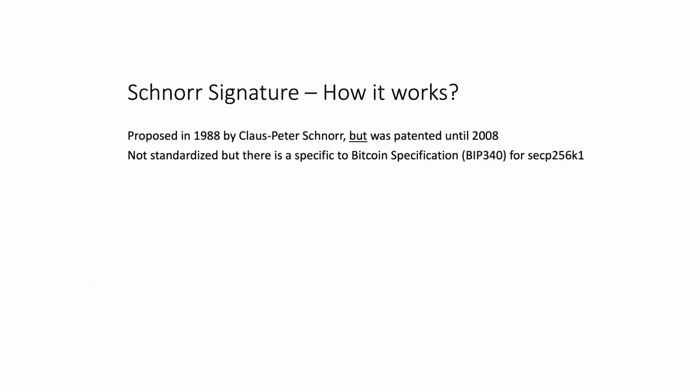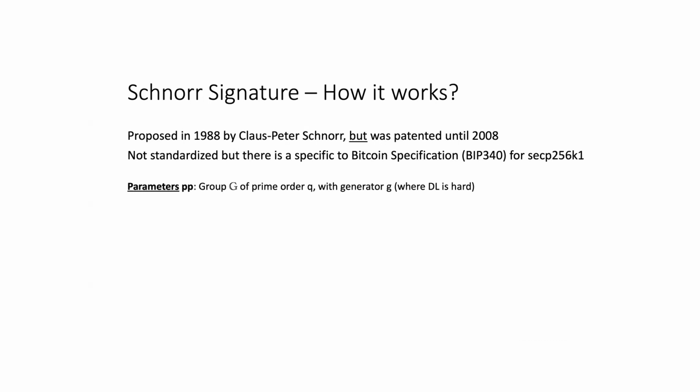They are not standardized yet, as far as I know. There is a specific specification for Bitcoin for the particular elliptic curve that is used in Bitcoin, and let me show you how they work. So the parameters that we need for the scheme is a group G of prime order Q with a generator G. You want this group to be selected in a way such that the discrete logarithm problem is hard.